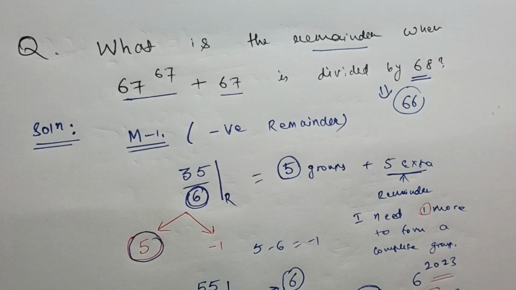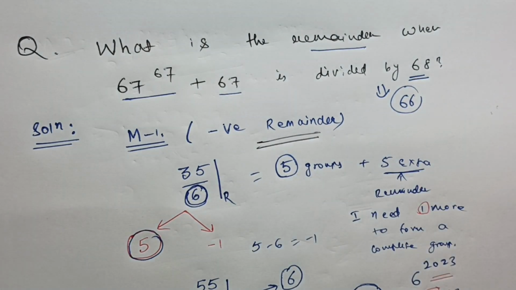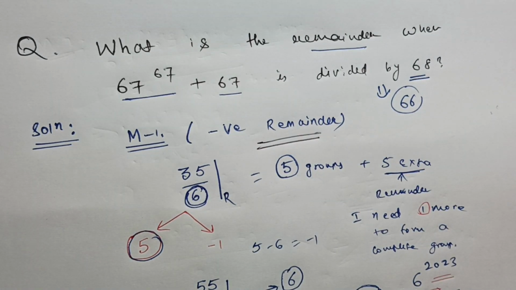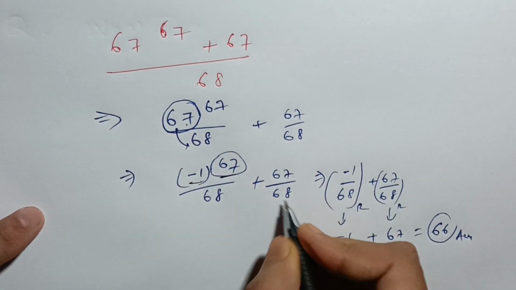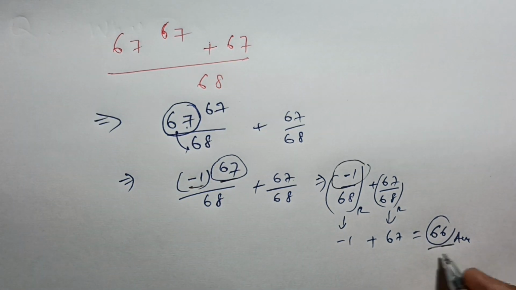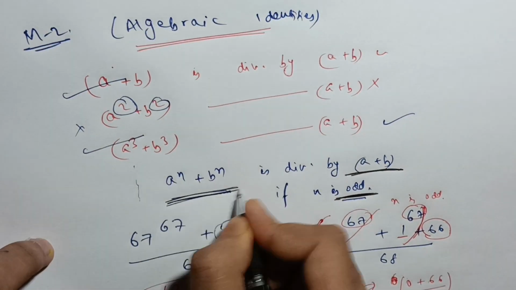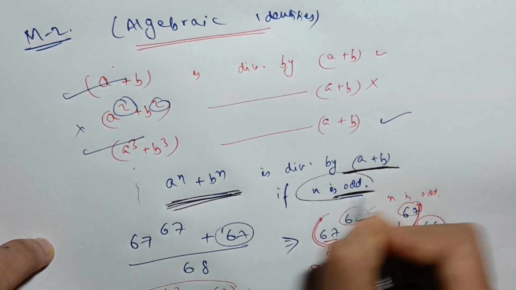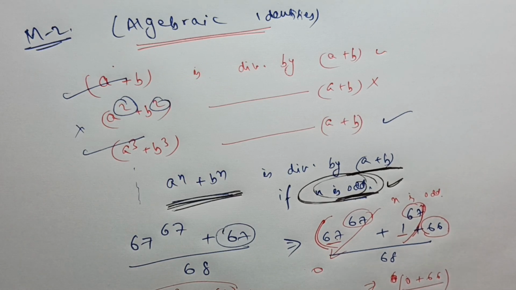So let us do a quick recap. In the first method, I used the concept known as negative remainder. I wrote 67 as minus 1 raised to the power 67, and from here I got minus 1, and this simplified a lot of calculations, and I got 66 as our answer. Fine. In the second method, I used the concept that a raised to the power n plus b raised to the power n is divisible by a plus b if n is odd, right? It must be odd.